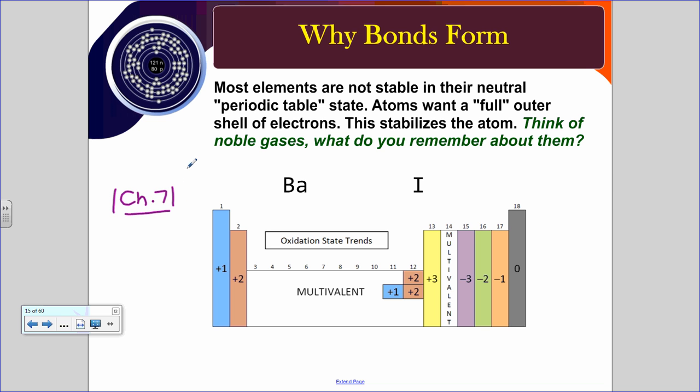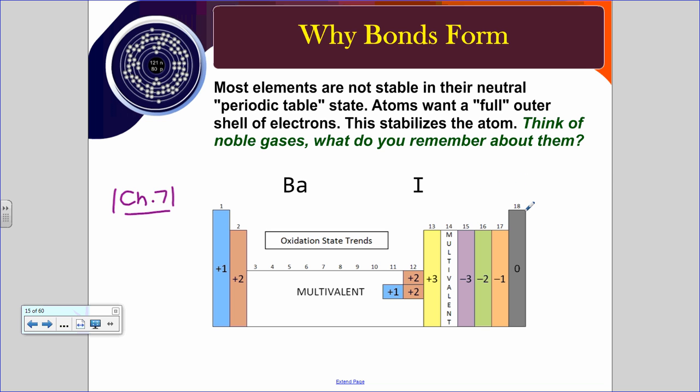Most elements are not stable as we see them on the periodic table. Most of them are going to gain or lose electrons to reach stability because atoms want a full outer shell of electrons, whatever that means. Some of them go through by losing electrons to take on a state that's stable, and some of them will gain electrons. And by doing so, they exhibit a full outer shell of electrons. They are stable, however charged.